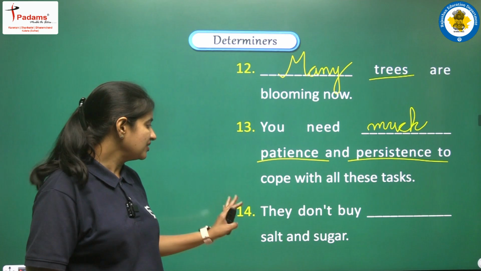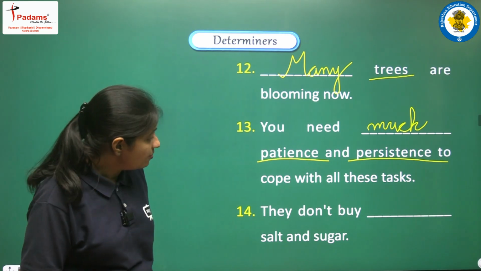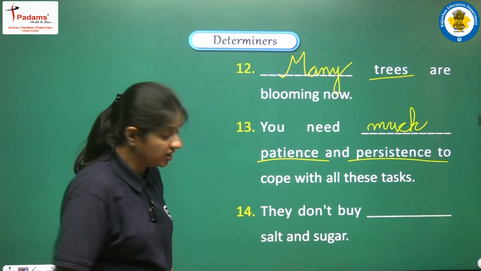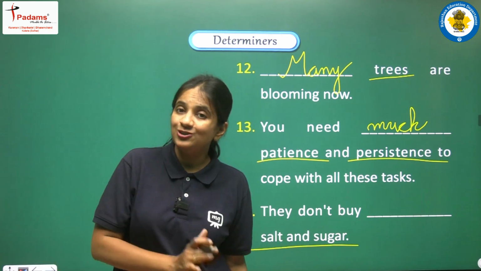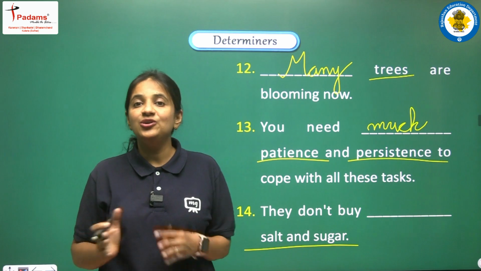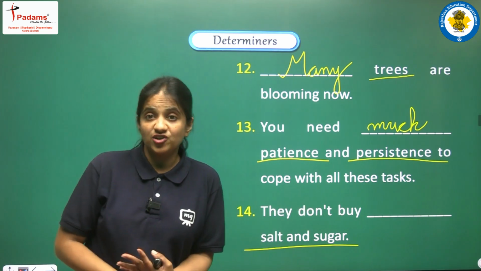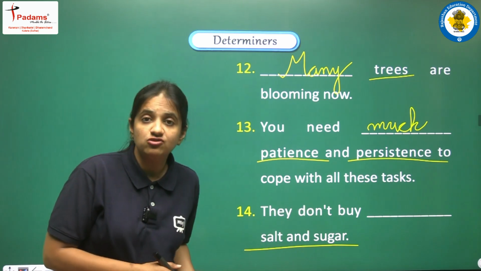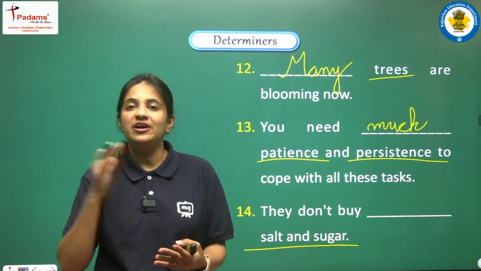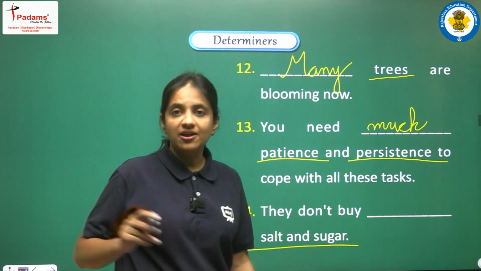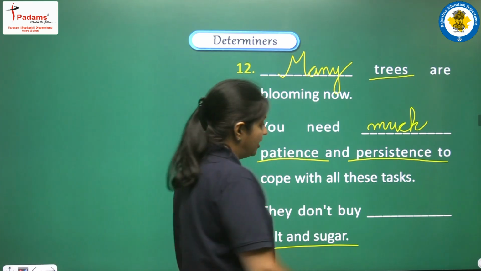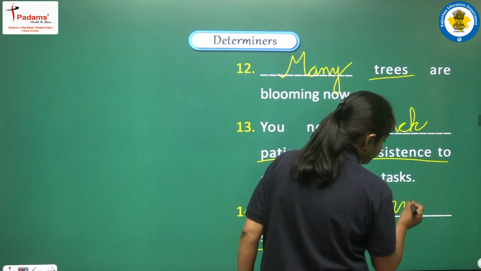Clear? Next sentence, they don't buy salt and sugar. So here we are having salt and sugar. So can you count salt? Can you count sugar? No. We can measure it, right? We can say half kg salt, 1 kg sugar, but we cannot count it. So for that we can say that we are having uncountable nouns, and accordingly we have to use much here.